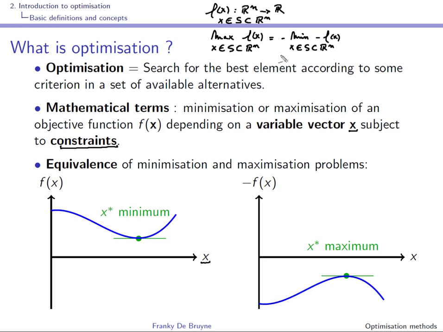And we'll use this extensively in the section on linear programming, where we will only consider minimization problems. And if you are given a maximization problem, well, then you have to transform it into a minimization problem.